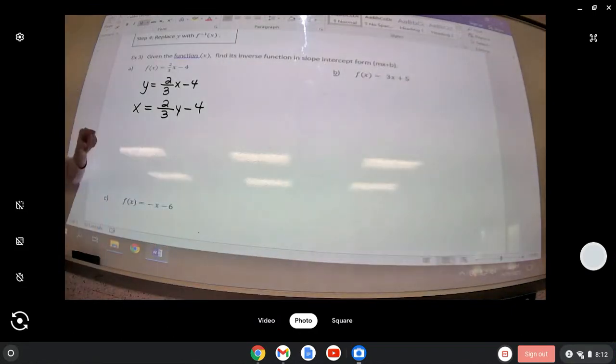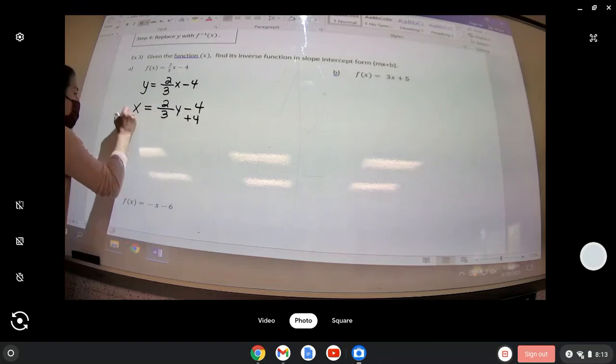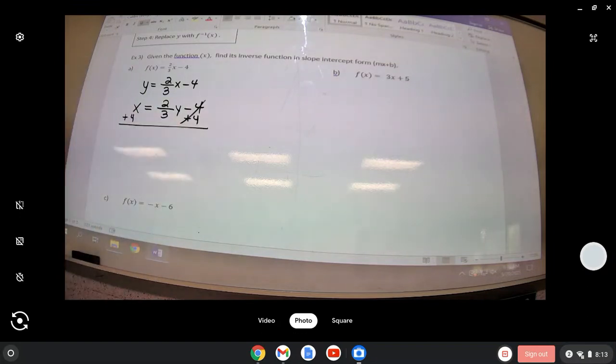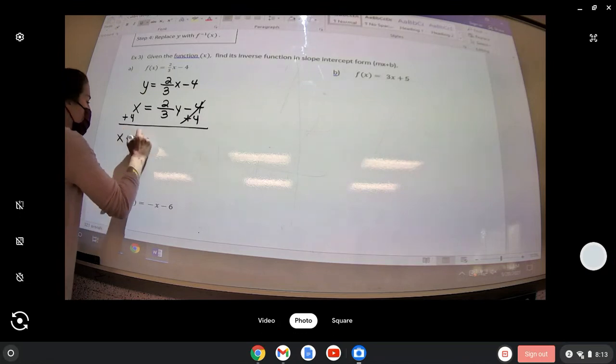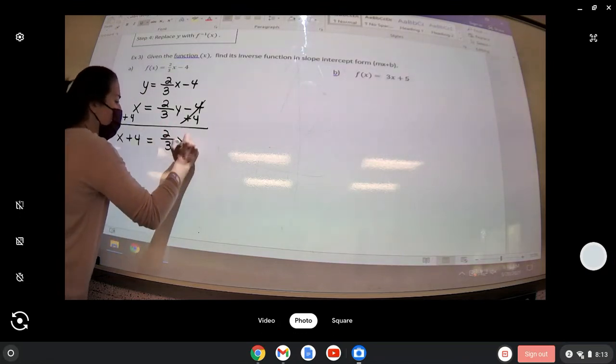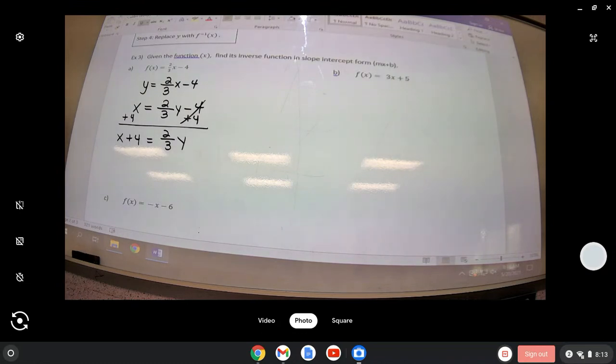All right, so guys, our job right now is, how do I get y by itself? Well, we always move what's not attached away first, right? So let's add 4. Okay, then we're going to get x plus 4 equals 2/3 y. Okay, I'm not sure how you guys are going to be most comfortable handling this. The quickest way to get y by itself is to say, well, I'm just going to divide by 2/3. That's fine. But now you're dividing everything on this side by 2/3, and that can get a little bit messy, especially when they want you to leave it in mx plus b form in two separate pieces.